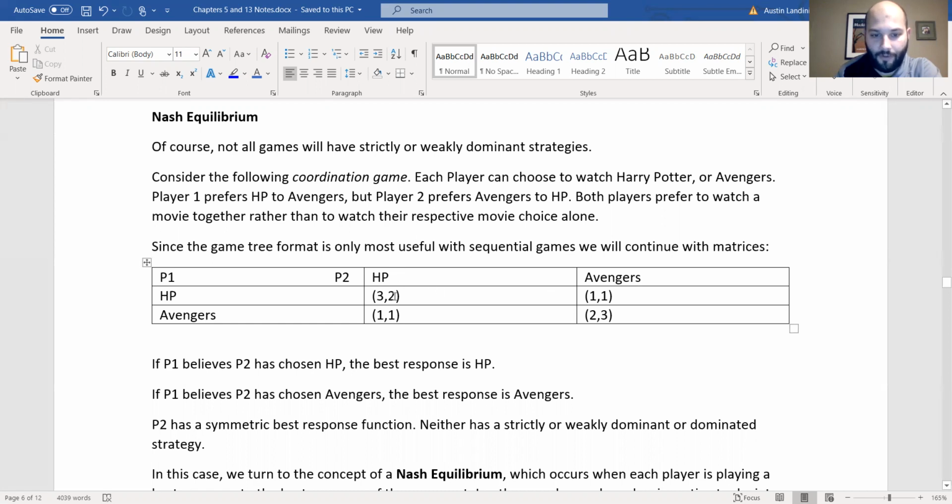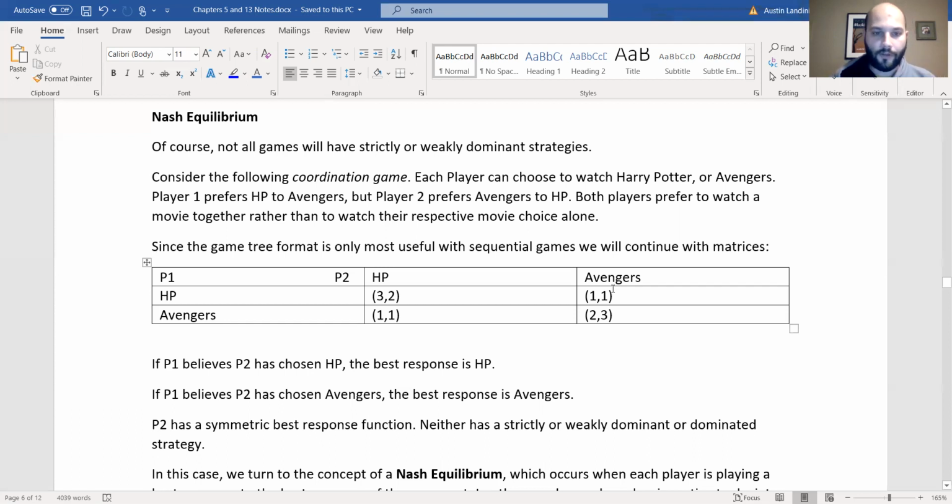If they both choose Harry Potter, that was player 1's preference, so they're slightly happier. If they both choose Avengers, that was player 2's preference, so player 2 is slightly happier. And then they can each watch movies alone, which is a lower payoff. Here, player 1 chooses Avengers, player 2 Harry Potter. Here's where player 1 chose Harry Potter and player 2 Avengers.